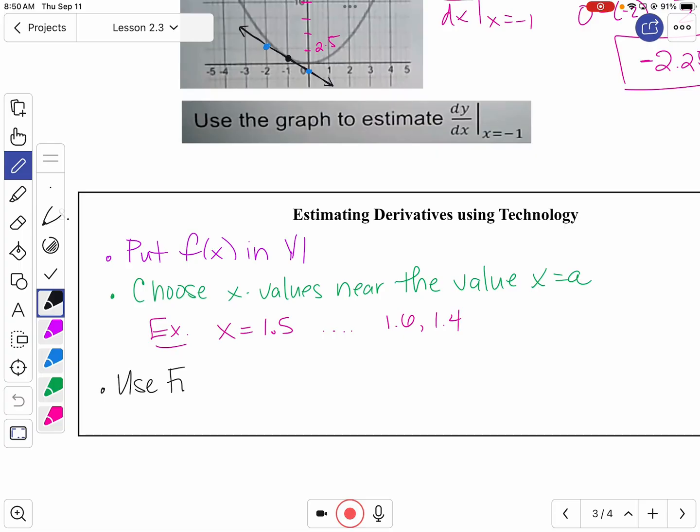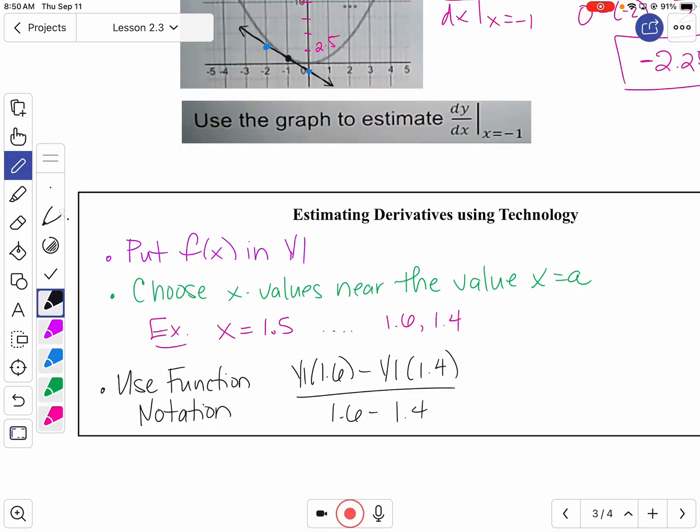Then we're going to use our function notation to actually just type in the slope formula because I've saved the equation in y equals. So I would do y1 of 1.6 minus y1 of 1.4, divided by 1.6 minus 1.4. So we're just going to type it in just like that. And remember that we get y1 by doing alpha trace.